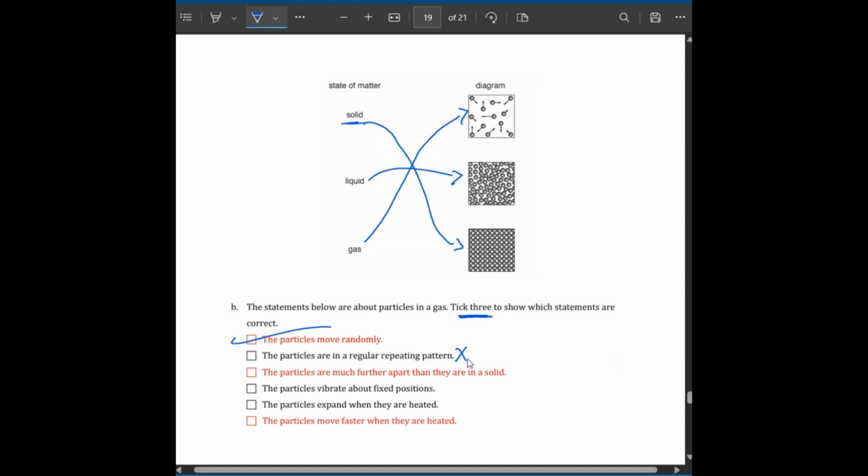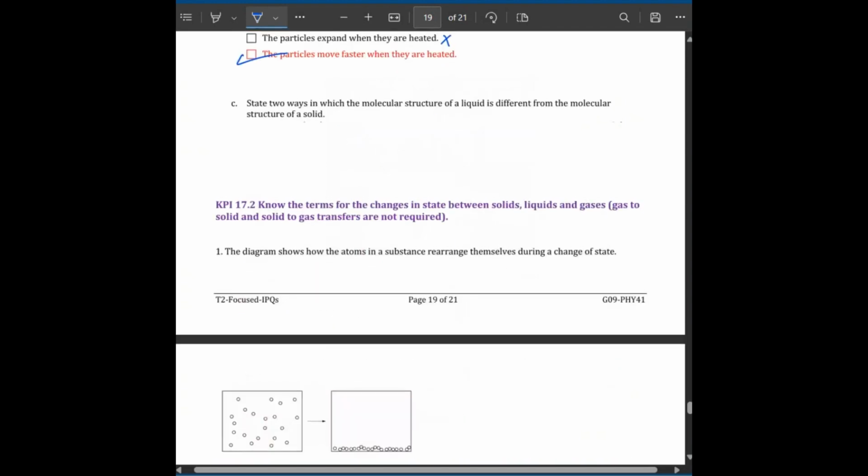The particles are much further apart than they are in solids, of course. The particles vibrate about fixed positions? No. Particles expand when they are heated? No. And particles move faster when they are heated? Exactly, they do not expand, they move faster, okay?